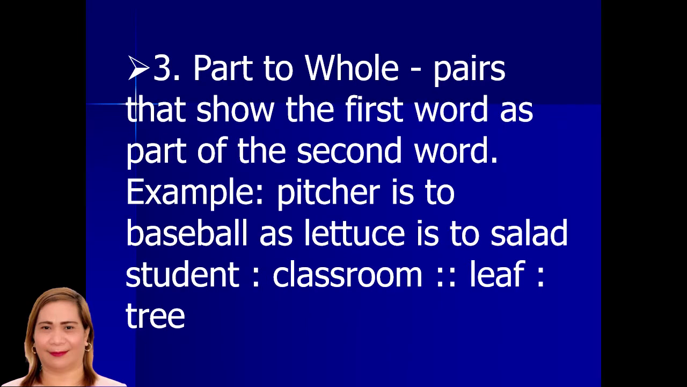The third type is part to whole. This refers to pairs that show the first word as part of the second word. So we have the given example. Pitcher is to baseball as lettuce is to salad. Student is to classroom and leaf is to tree.